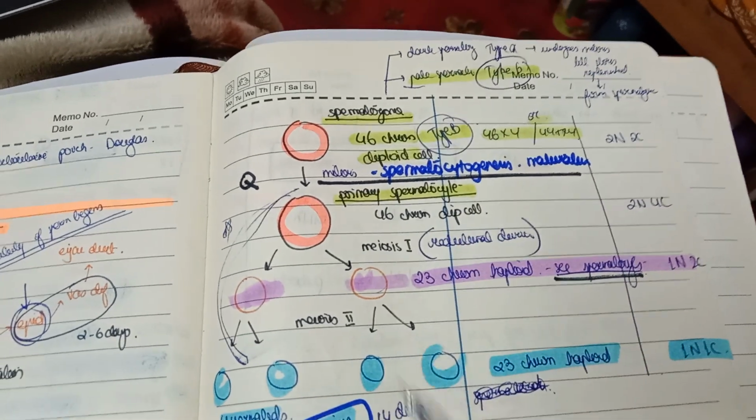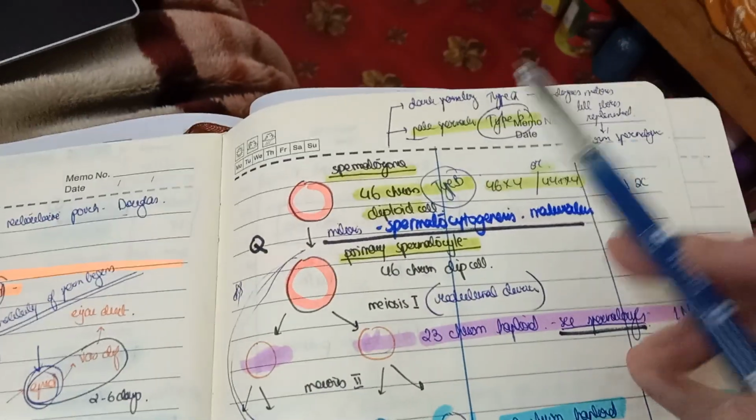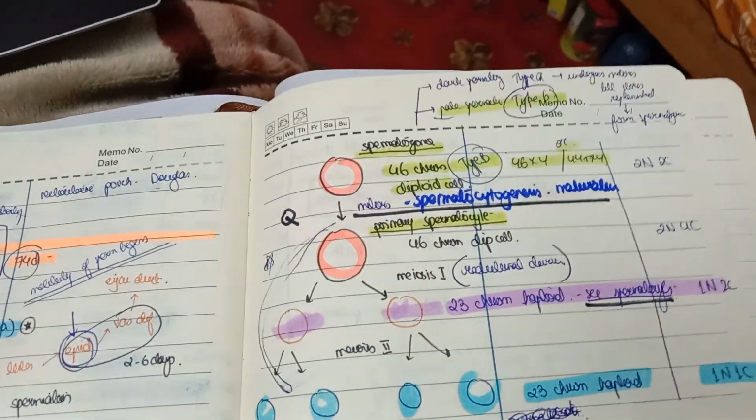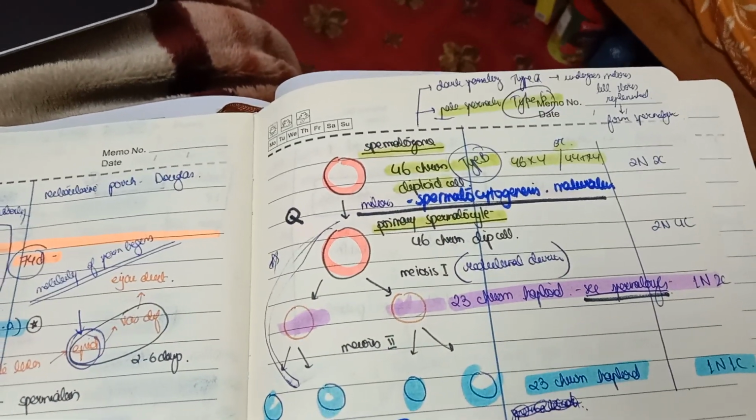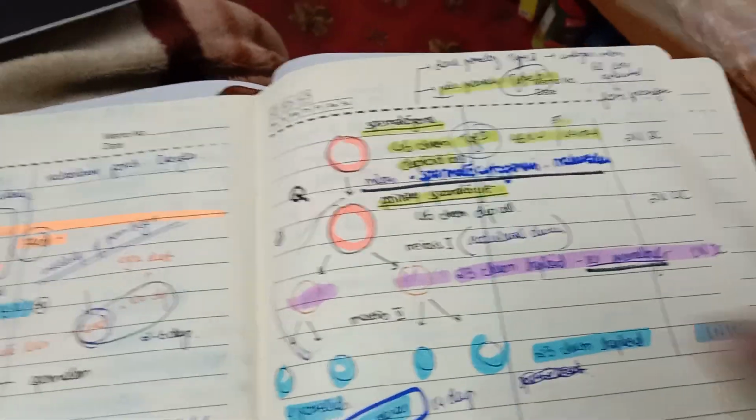form a primary spermatocyte. This is a simple mitotic division. This is known as spermatocytogenesis. Cytogenesis is the process when a spermatogonium gets converted into a primary spermatocyte and nothing else happens. There is no reduction in chromosomes. It's a simple mitotic division.